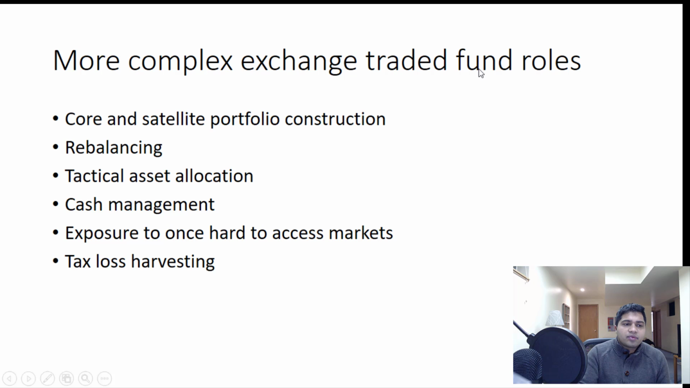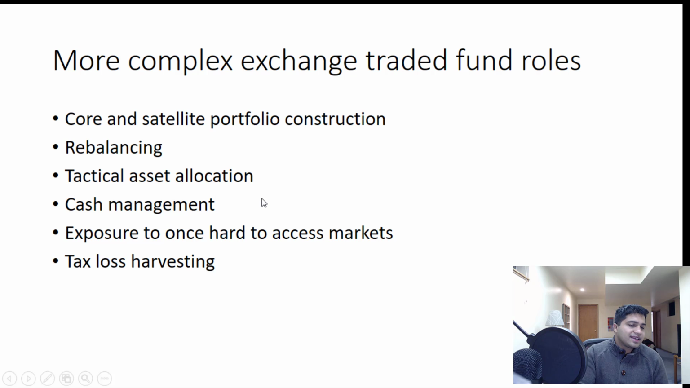Now, more complex exchange traded fund roles. You can have core and satellite portfolio construction. Core means there are certain ETF products that you keep in the core, and satellite portfolio means you take advantage of the market by putting some money in other ETF products. ETFs can be used for rebalancing, so it is very easy to do in ETFs. Let's say you want to change your allocation from equity to debt, so you can start buying debt ETFs rather than buying bonds, which is difficult.